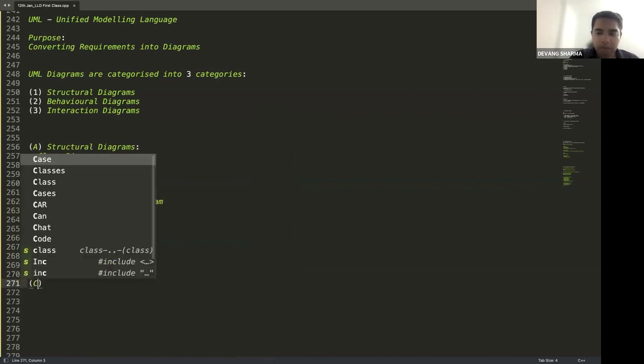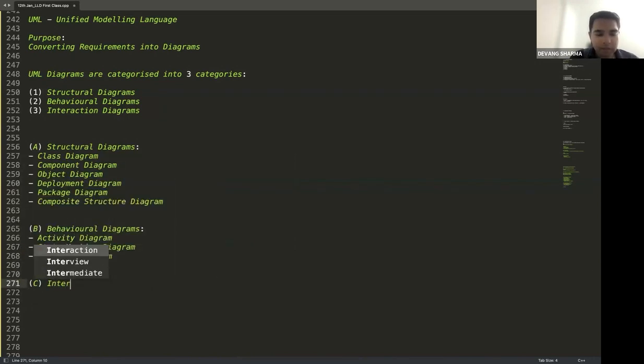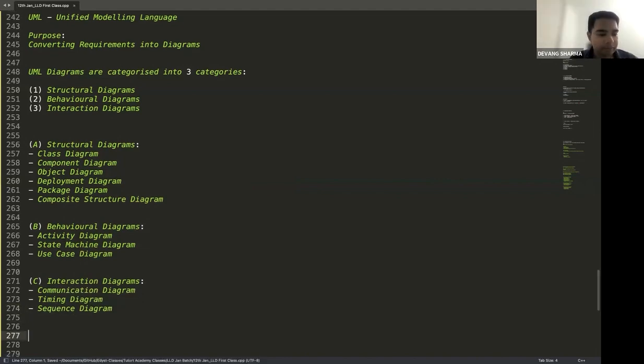Okay. And finally, in our interaction diagram, we have communication diagram, we have timing diagram, and we have sequence diagram. This is what we have.